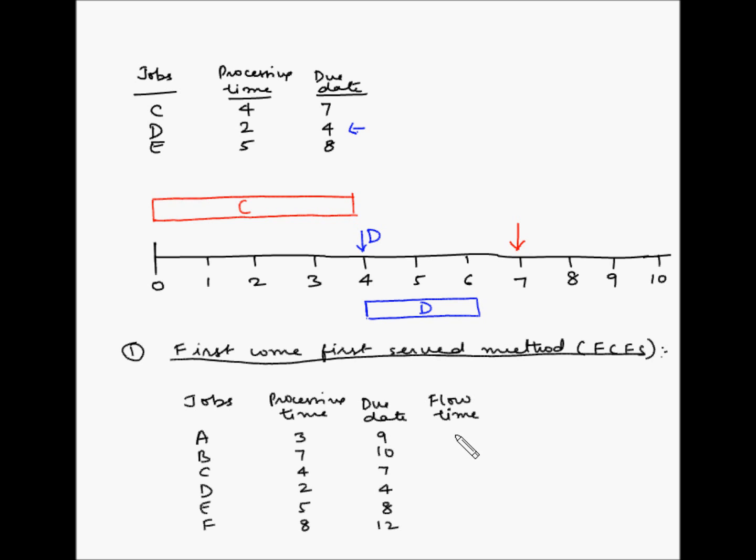Flow time is the cumulative time period within which a job will be completed. Now, job A is to be processed first and it is going to take 3 days for processing. So it will be over by the 3rd day. Now after job A has been completed, we'll process job B on the same machine. So it will take 3 plus 7, which is 10 days.